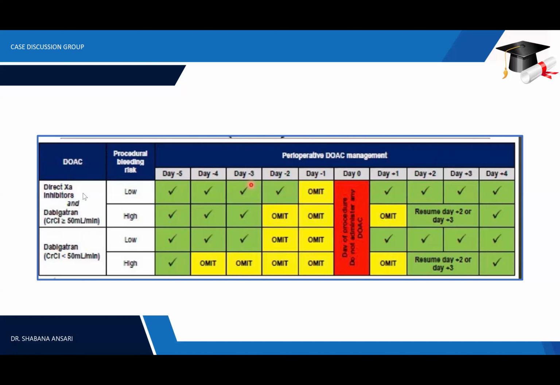If rivaroxaban is given and our patient's category is high risk, then when are we going to stop it? Day -2, at least 48 hours before the surgery, isn't it? So on day -2 we stop, and on the day of surgery we are not going to give any oral anticoagulant. Even after the surgery it will be omitted, and it is started on day +2 or +3.